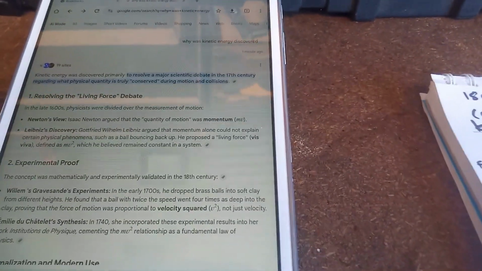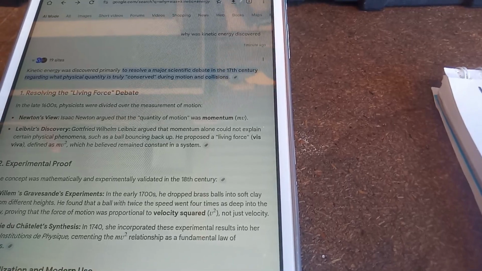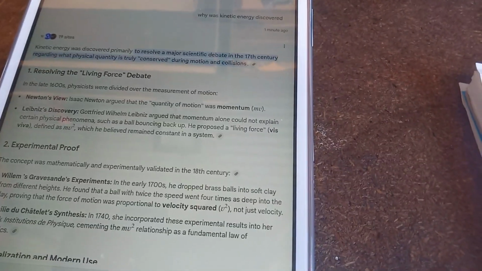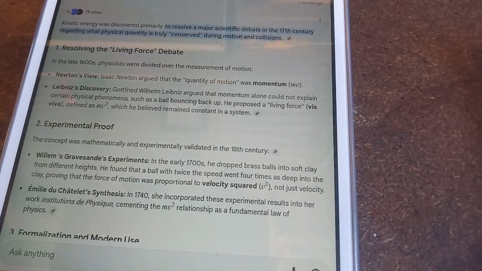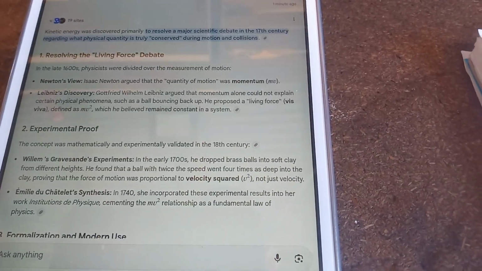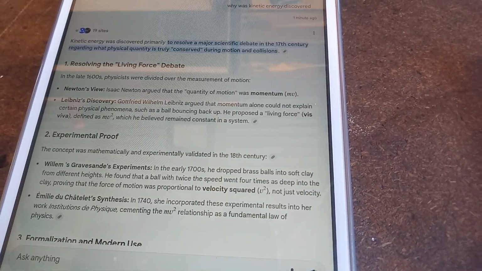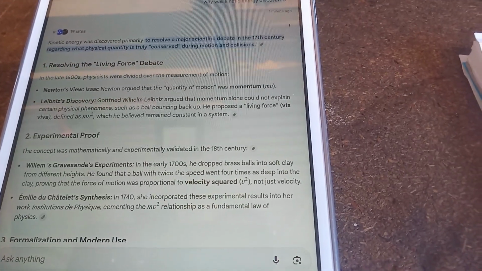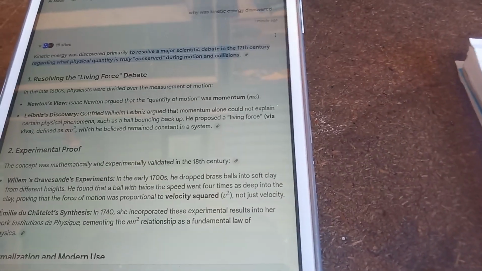so we can see there that there was a major scientific debate in the 17th century, which seemed to be surrounding momentum, the ideas of momentum and kinetic energy, and a bunch of people considering that momentum possibly wasn't the best descriptor of motion and collisions. So if we go down to the next part here, it says in the late 1600s, physicists were divided over the measurement of motion. Isaac Newton argued that the quantity of motion was momentum, or mass times velocity.